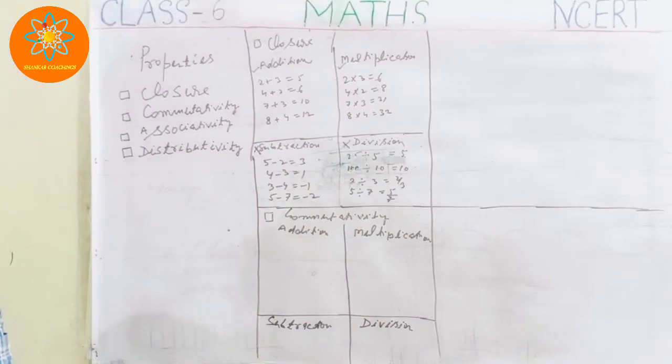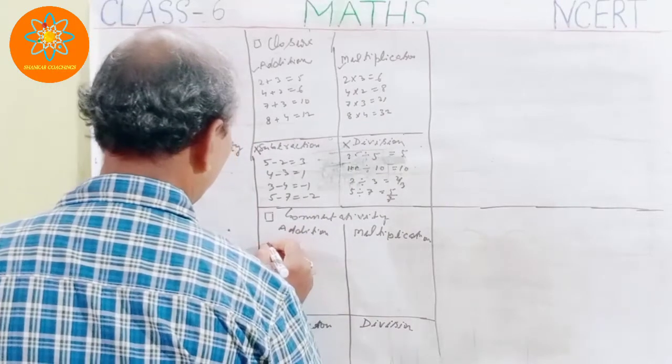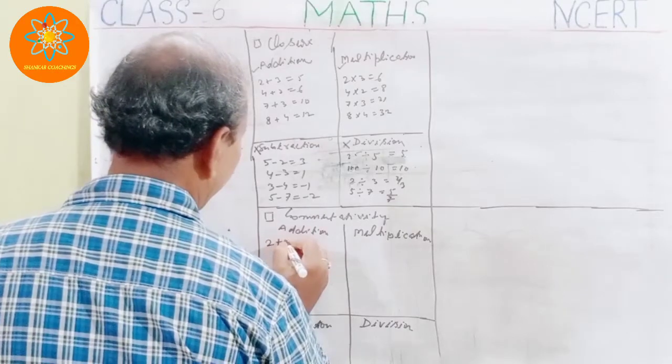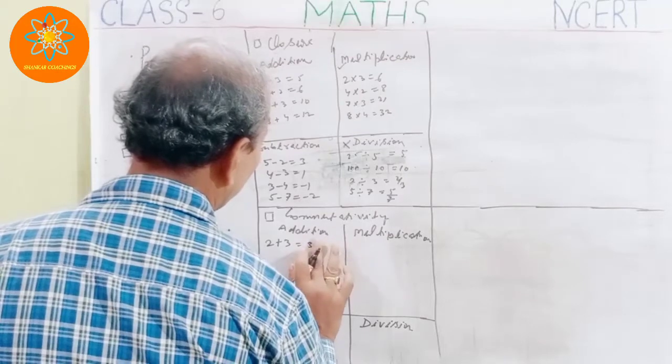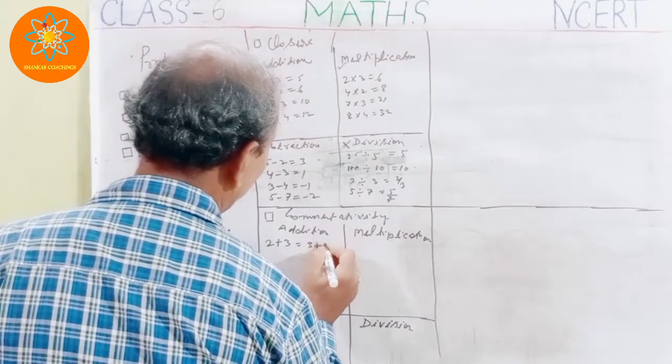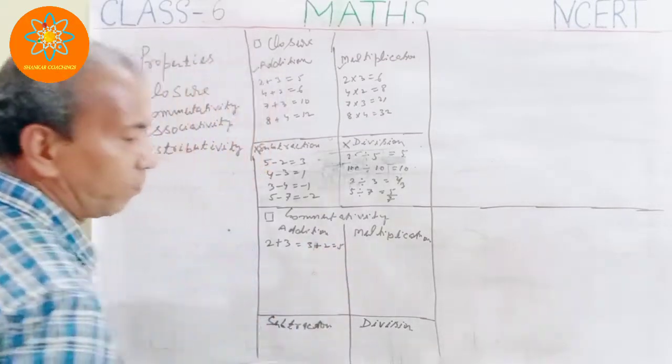Now first of all I will see the addition. See, if I have 2 plus 3 and if I reverse it, so it is 3 plus 2, which is equal to 5.